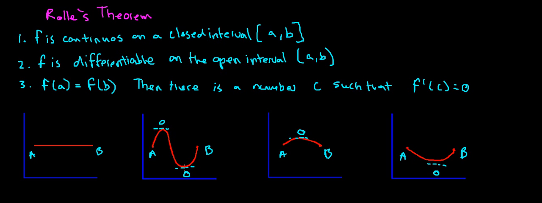So what these pictures are trying to illustrate is that if I've got 2 points that are connected and they're going to be of the same height, then at some point the derivative will be equal to 0. And the best way to really understand this is just try to draw a line between a and b that are of the same height on a graph where the derivative wouldn't be equal to 0.